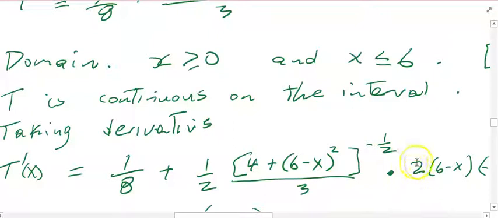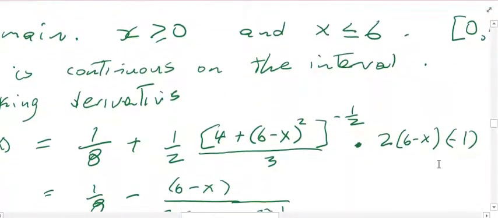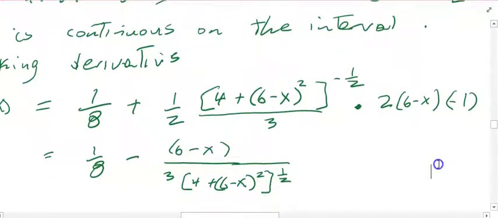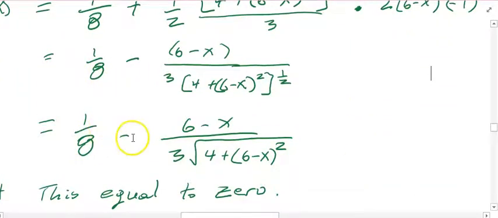And then by the chain rule, that will be times 2 times (6 minus x) times -1. Let's simplify this a little bit and then set it equal to 0 and solve for x. That's 1/8 minus (6 minus x) all over 3 times (4 plus (6 minus x) squared) raised to the 1/2. We can still do a little bit better. That's going to be 1/8 minus (6 minus x) all over 3 times the radical of 4 plus (6 minus x) squared.